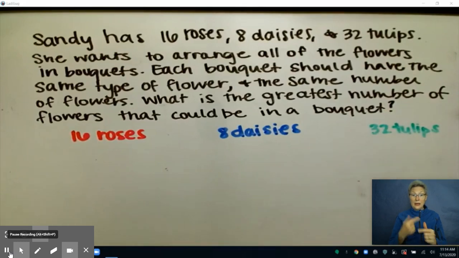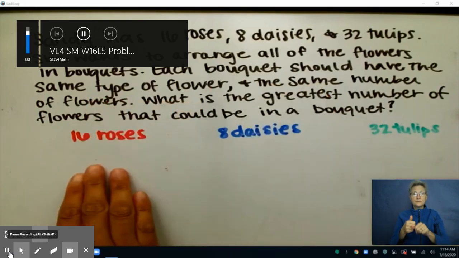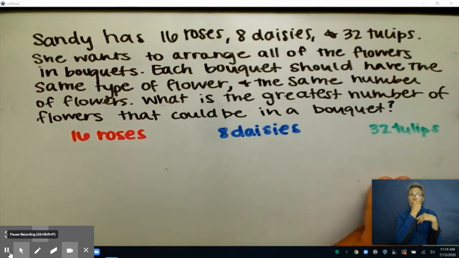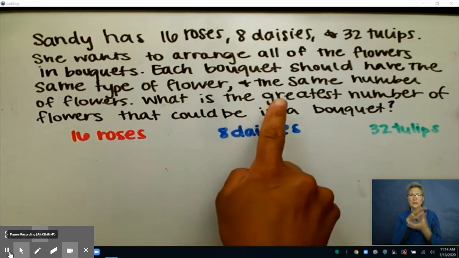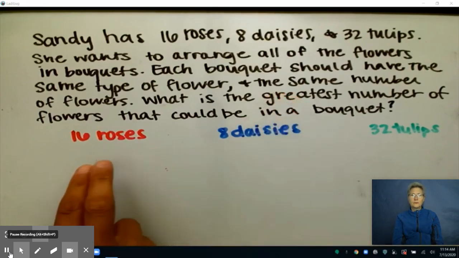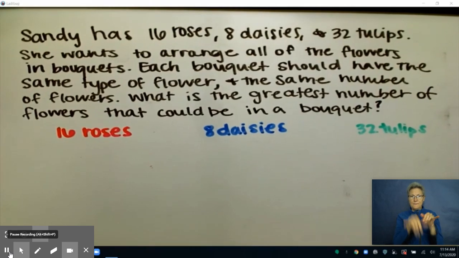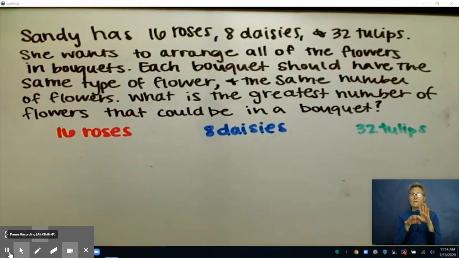Then, as I reread my problem, I see that it says that each bouquet should have the same type of flower. So that means that if I have a bouquet, it will only have roses or only have daisies or only have tulips. We won't be mixing our flowers together, so that's good to know. And it says the same number of flowers. So if I have 2 roses in a bouquet, I'll have 2 daisies, I'll have 2 tulips. So the number of flowers should be the same throughout. What is the greatest number of flowers that could be in a bouquet? So that's my question that I'm trying to find my answer to.